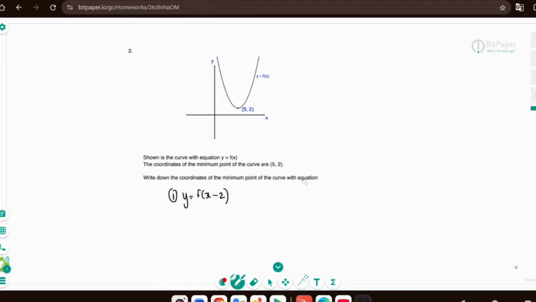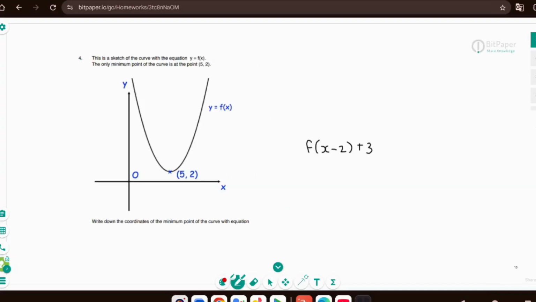Again, we've got a graph y equals f of x. The minimum point in your graph is labelled as 5, 2. Write down the coordinates of the minimum point in the curve with the equation y equals f of x minus 2. So we're going 2 to the right this time. We're going to add 2 to the x coordinate, 7, 2. That will be our new minimum point for the graph.